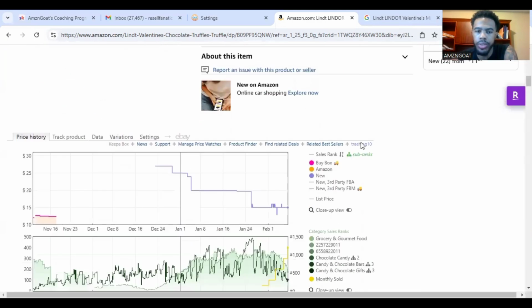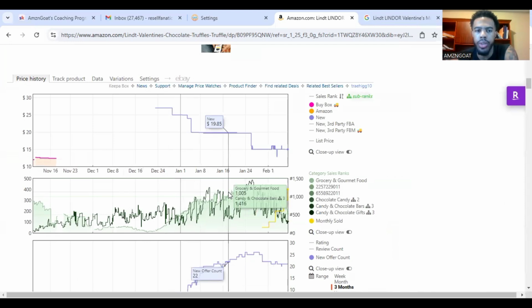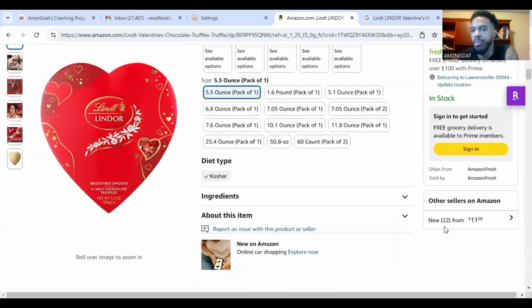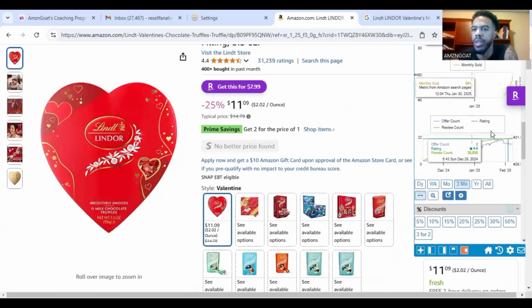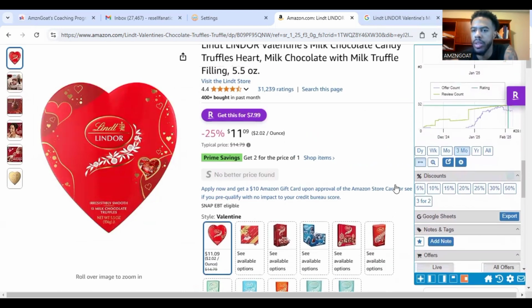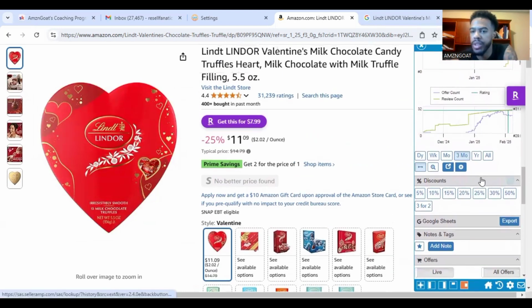But of course, this is the holy grail right here, Keepa. So you definitely want that software so you can see a bigger view and not just have to solely rely on Seller Amp's small configuration.